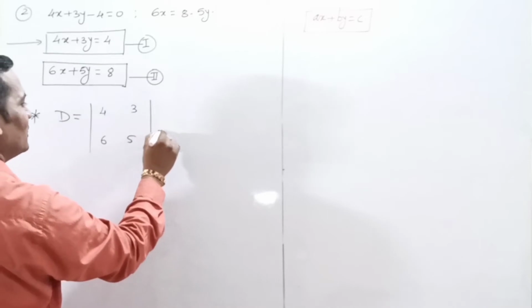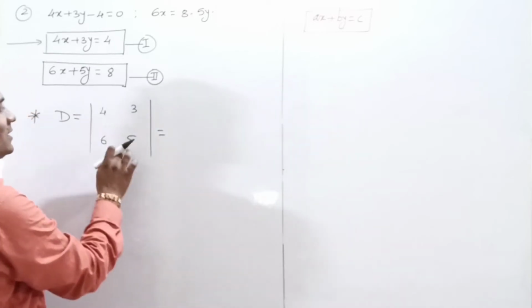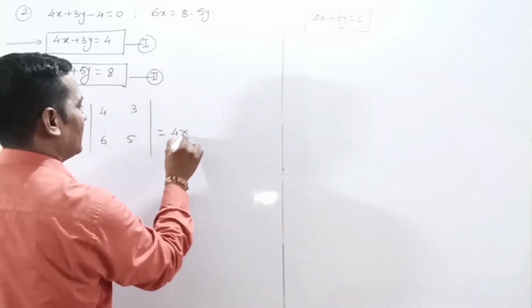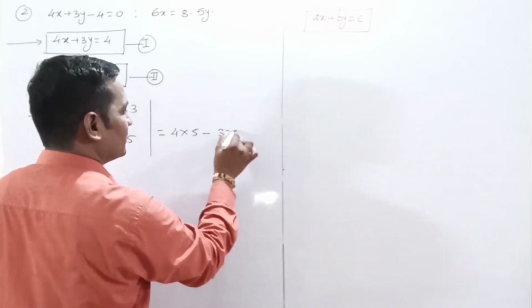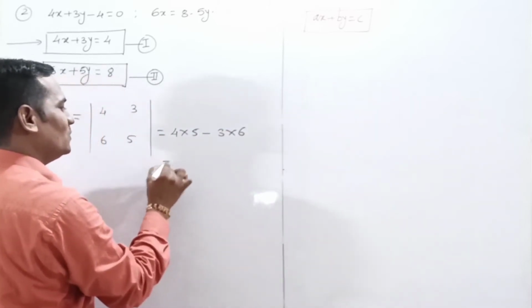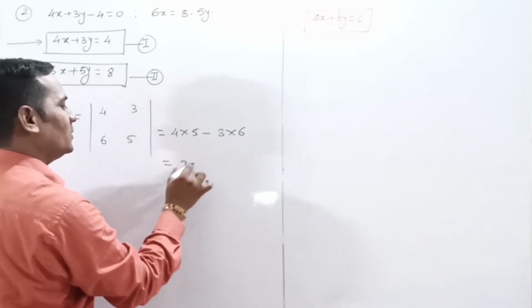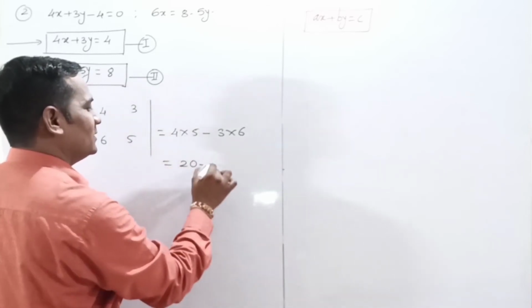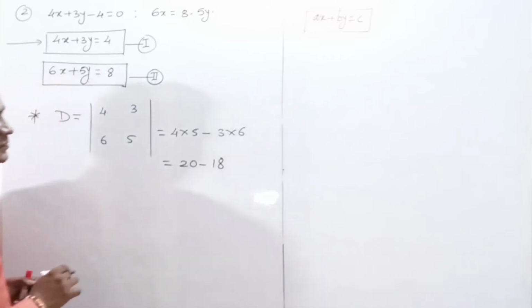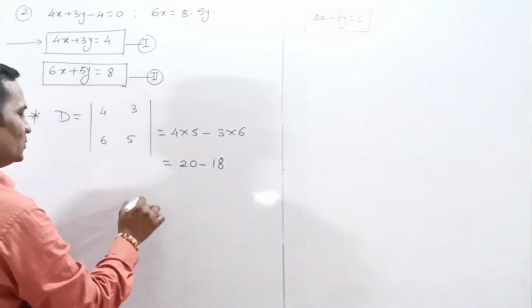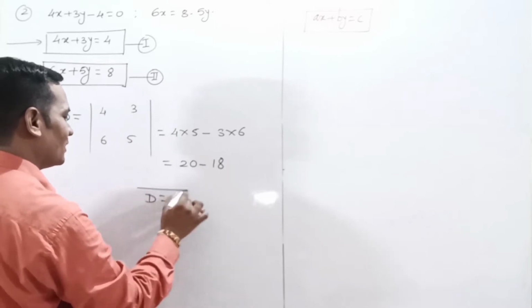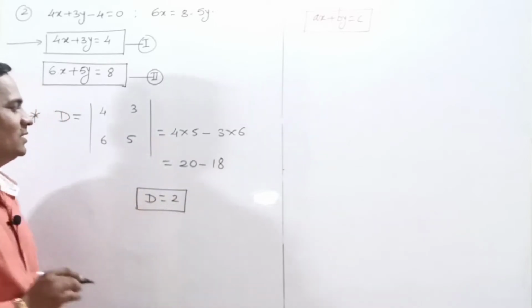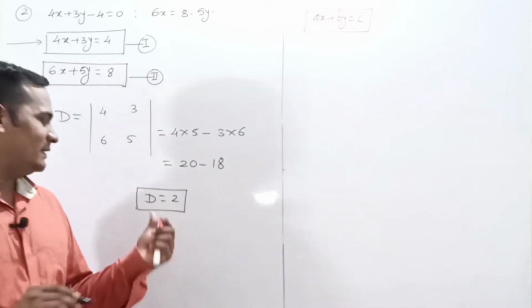So let's solve this one here. 4 into 5 minus 3 into 6. Okay, so this will be 4 fives are 20 minus, this will be 18, 3 sixes are 18. So d is equal to 2. Okay, here we got the first determinant value of d.